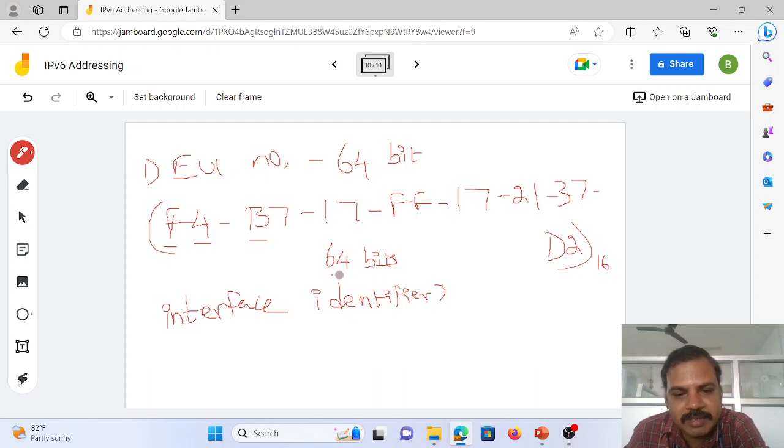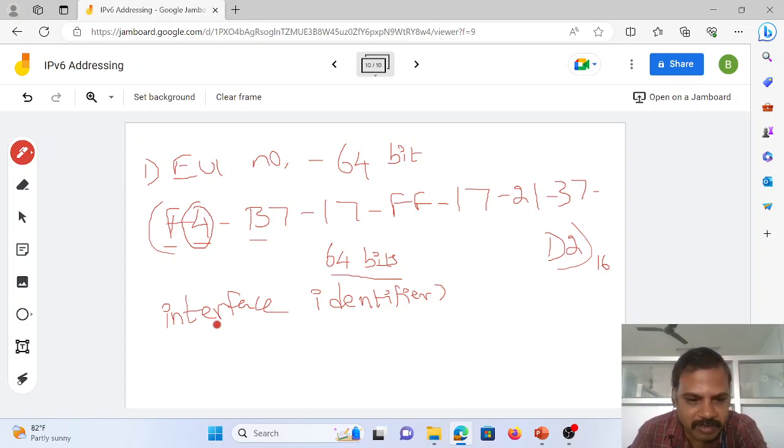If you are adding together, it will be 64 bit. Our target is we got to convert the seventh bit from 0 to 1. So 4 bits here, another 4 bits. So the seventh bit lies here. The seventh bit lies in the 4. So what is the binary number of 4?